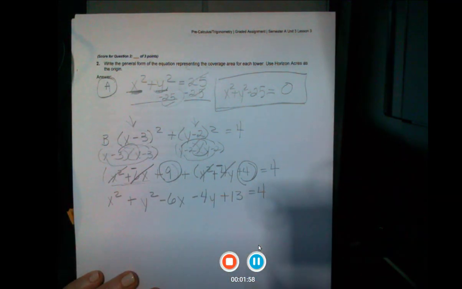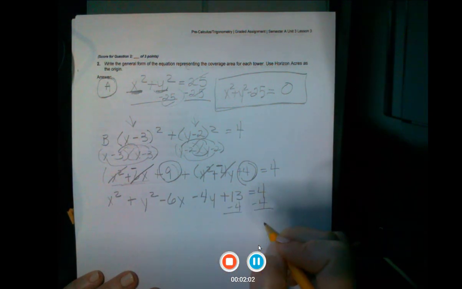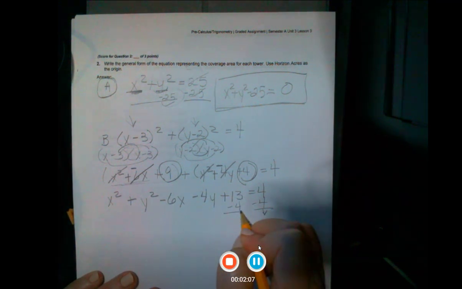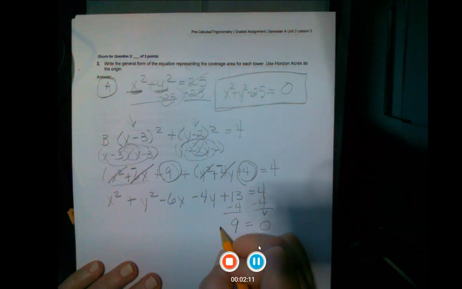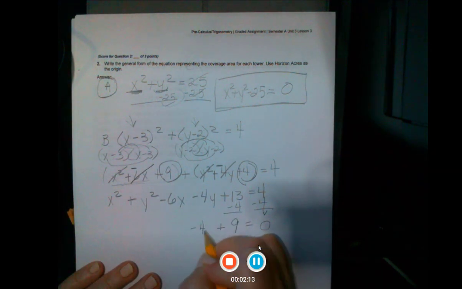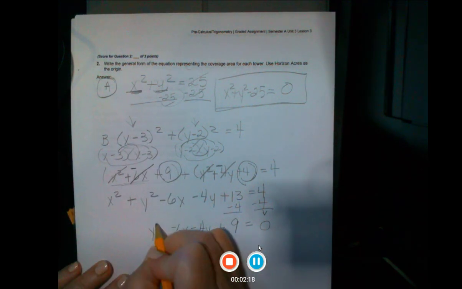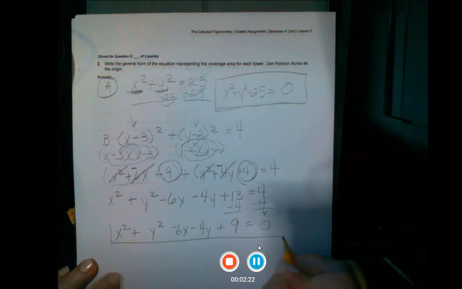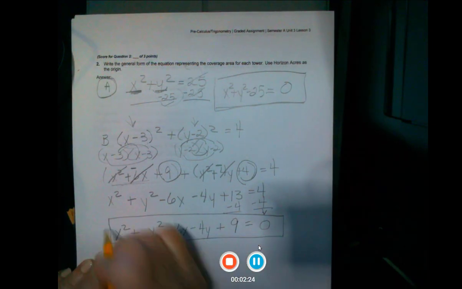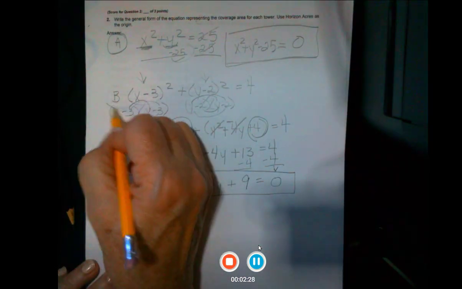Now the only other thing we have to do is subtract that 4 from both sides. So we'll have 0 on the right. 13 minus 4 is 9. And then just pull everything else down. So this is general form.